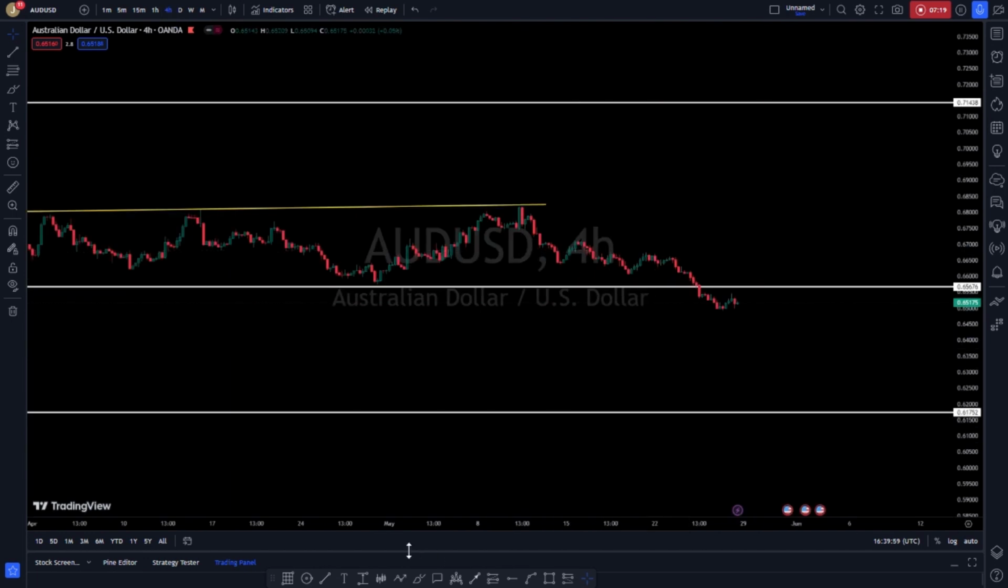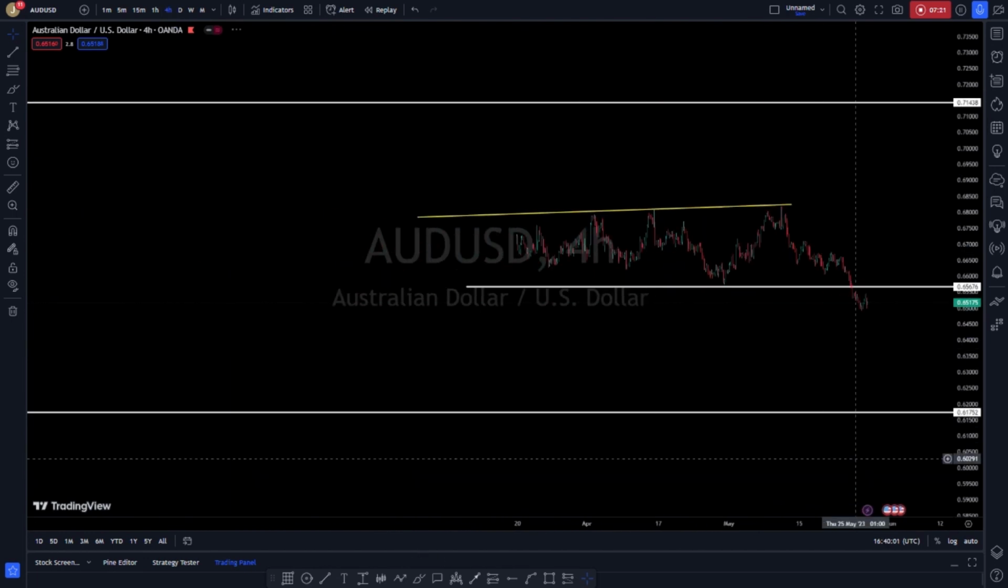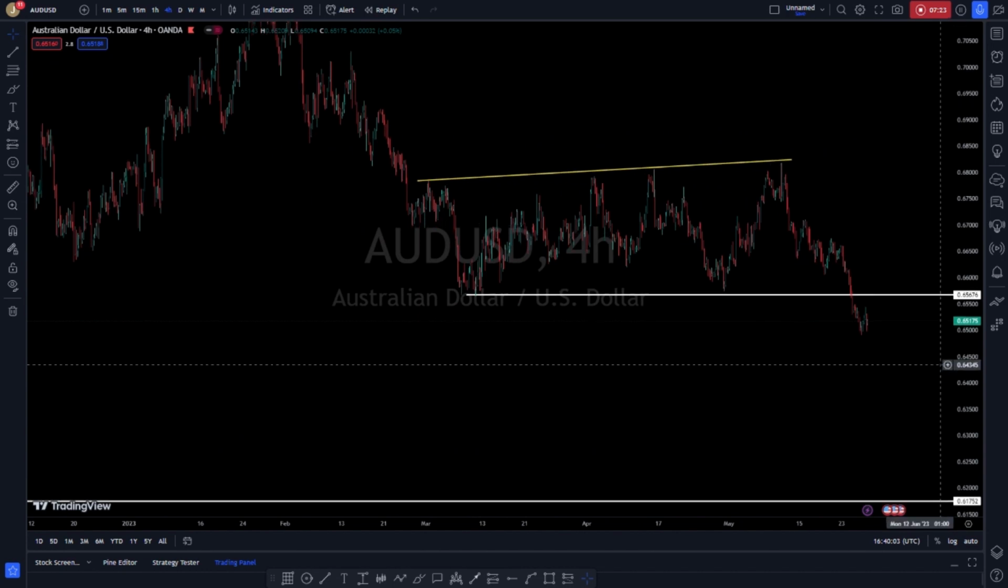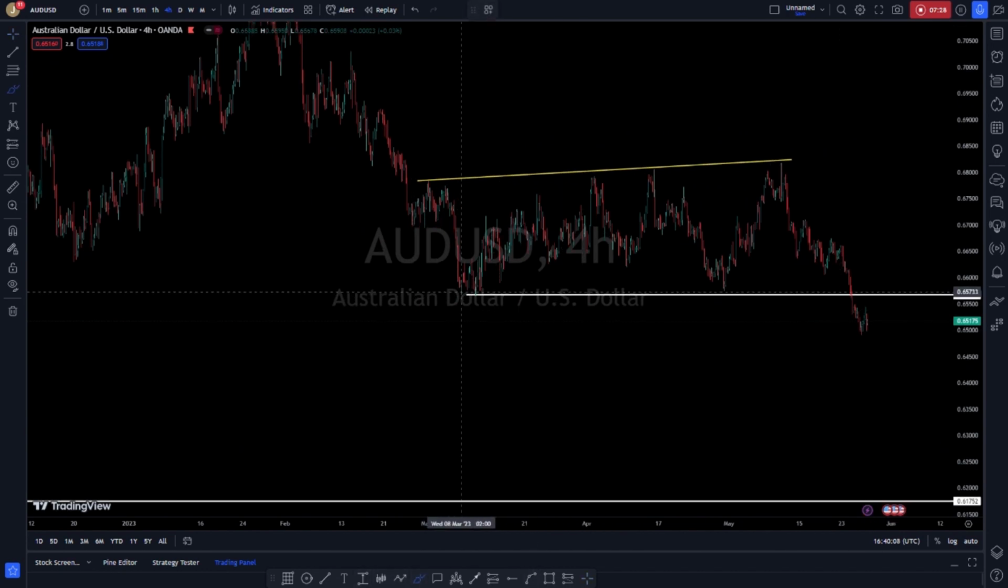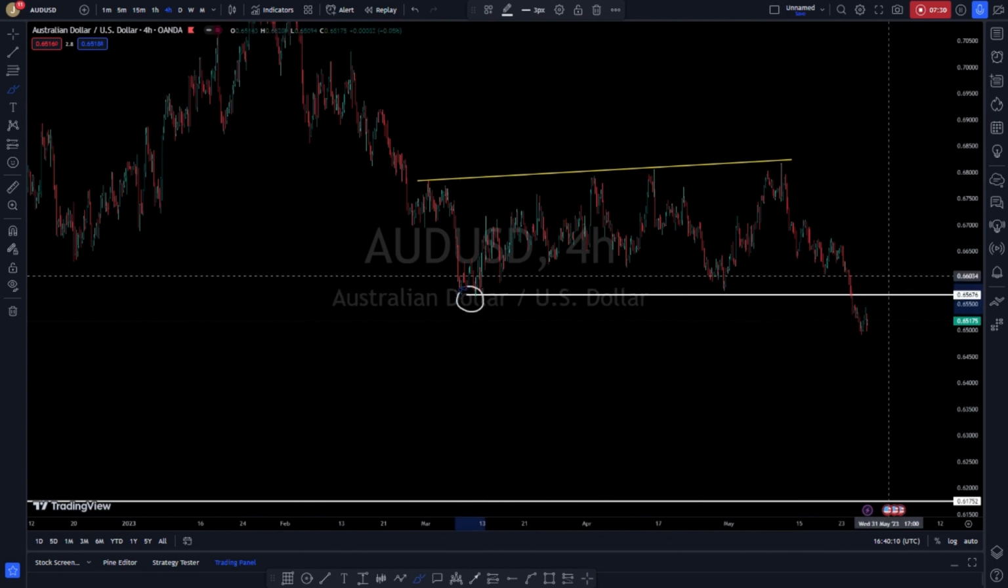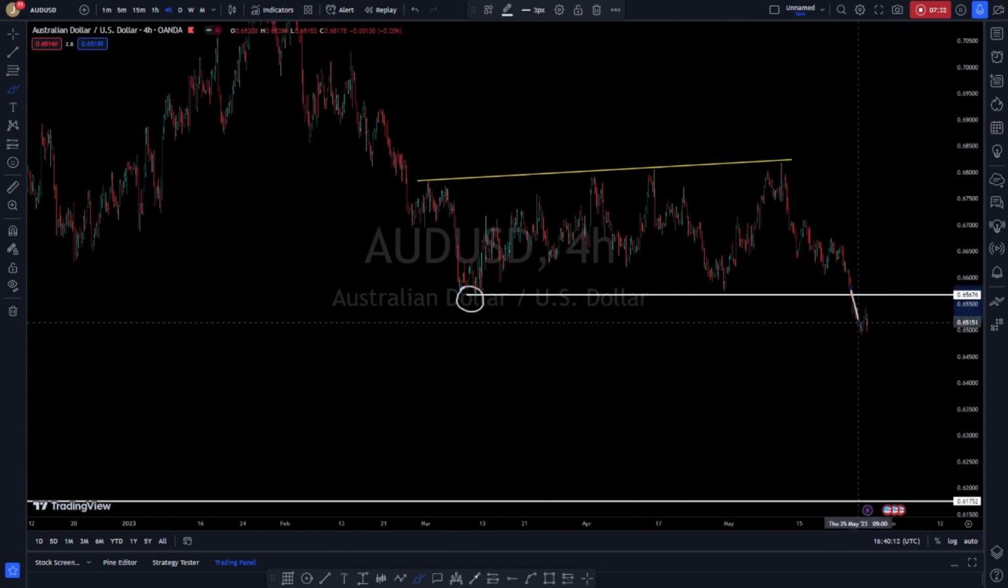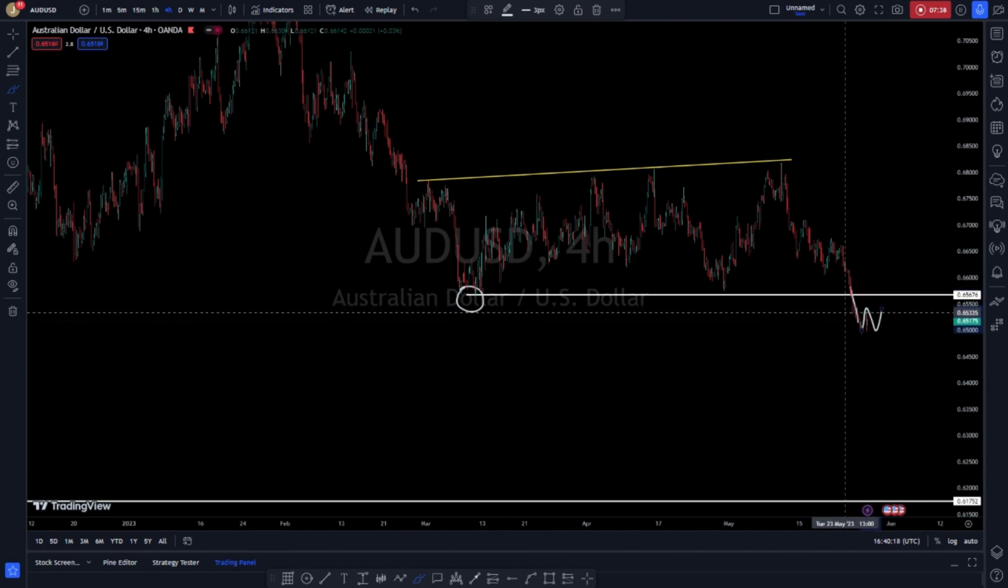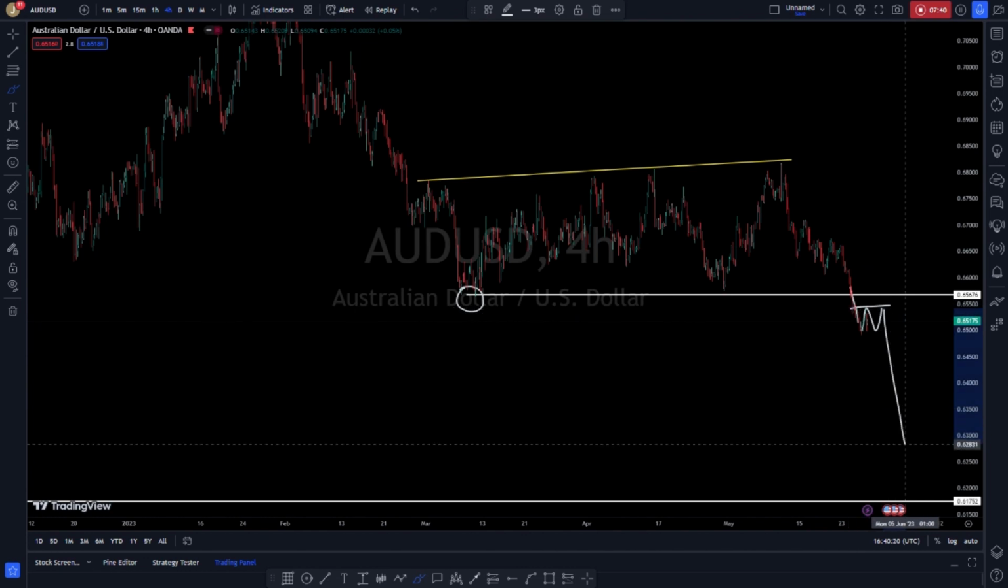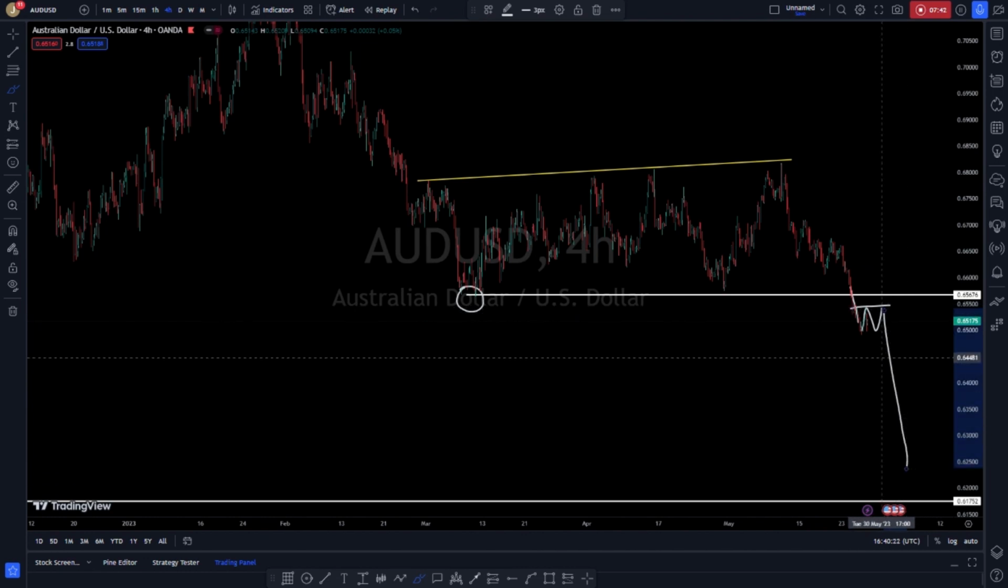Since it broke this low impulsively, you can see it broke it impulsively. The impulsive break of this low, and also something like this forming a correction, actually gives us a clue that it is coming to the downside.